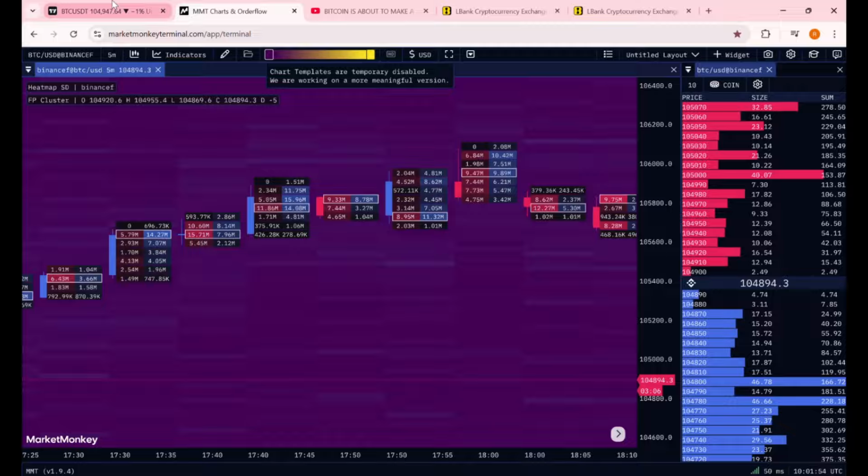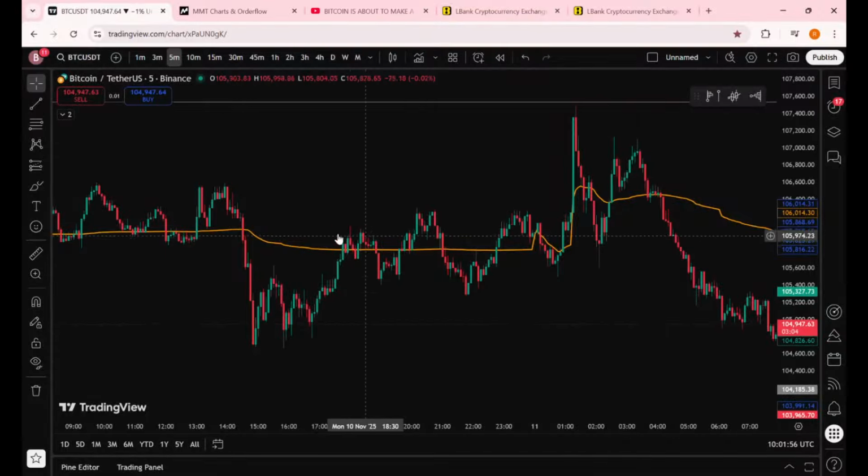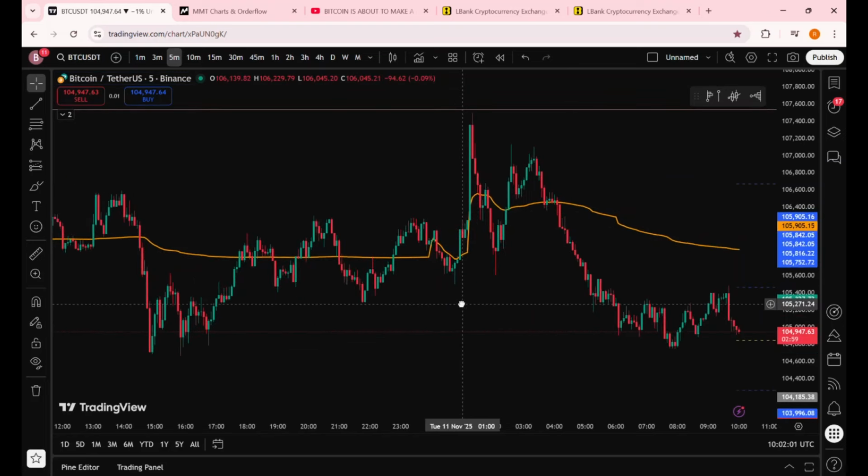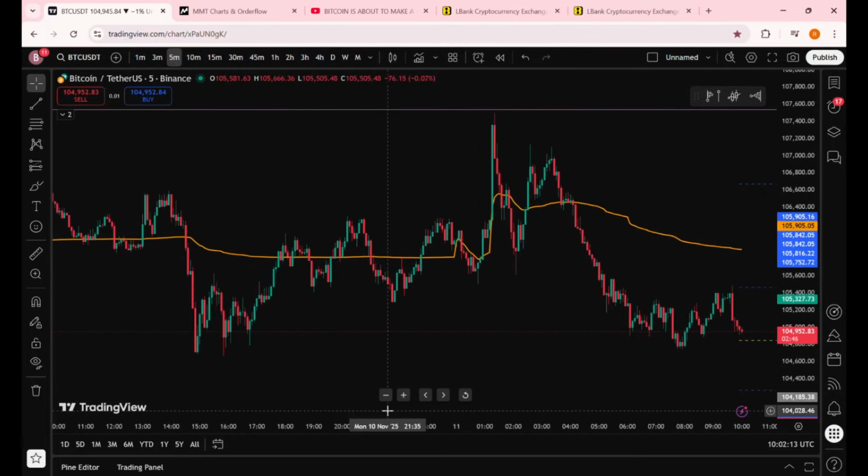What we want to do is wait to see how many times the VWAP has been tested successfully, because this is not a successful test. This is not a successful test, and this is not a successful test. Let me go back to an example that is a successful test.